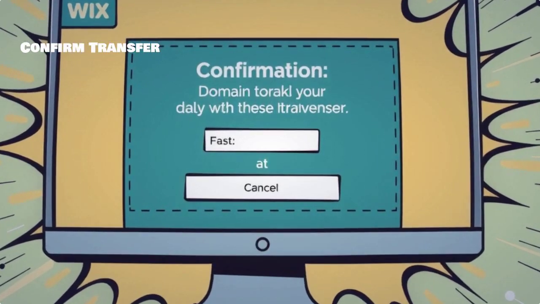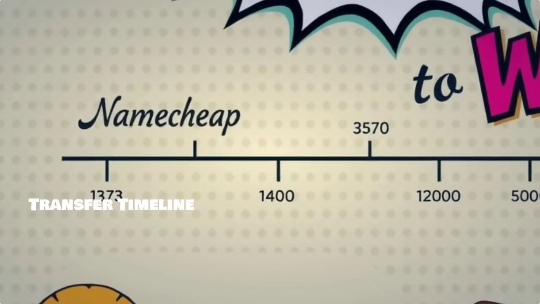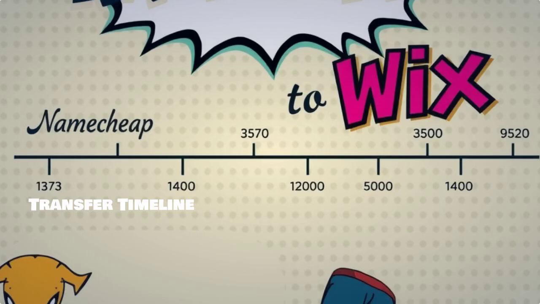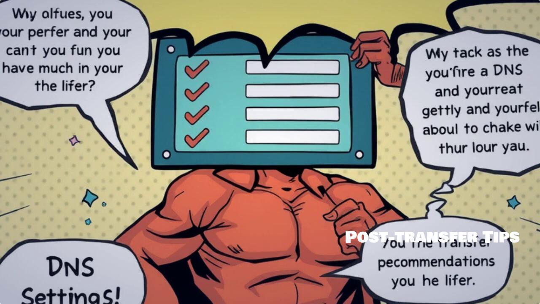You'll receive a confirmation prompt. Review it and confirm the transfer to proceed. Typically, the transfer will take about 5 to 7 days to complete, so be patient. After the transfer, be sure to update your DNS settings and verify your email settings on Wix.